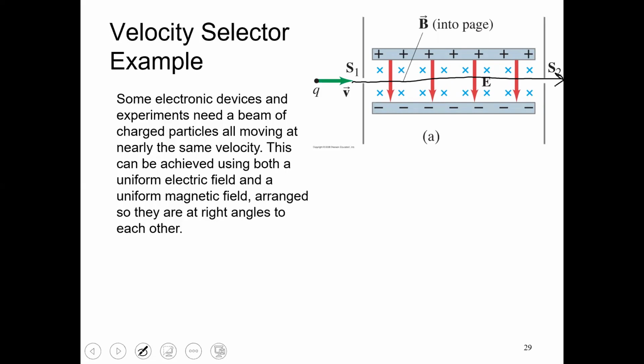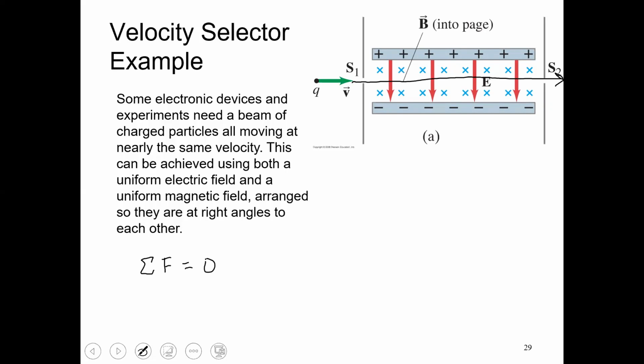Some electronic devices and experiments need a beam of charged particles that are moving at nearly the same velocity. This can be achieved using both a uniform electric field and a uniform magnetic field, arranged so they are at right angles to each other. What we want in a velocity selector is to sum up all those forces this charge is feeling, and we want no deflection. So we want the sum of those forces to be zero, right? Deflection would equal an acceleration, because acceleration is not just change in speed, but change in direction.